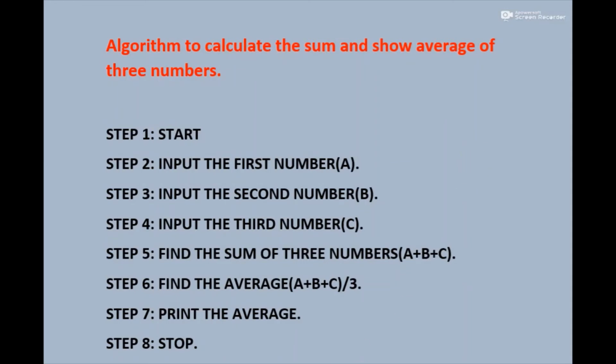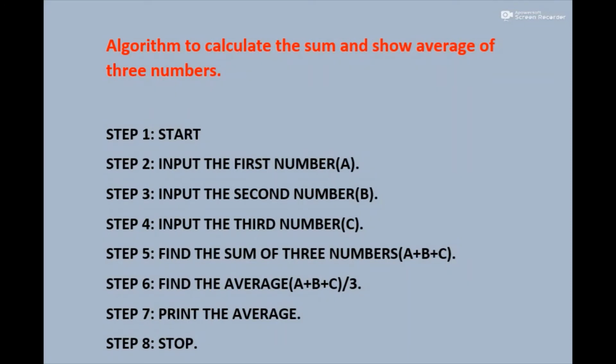The next, fifth step is find the sum of three numbers, and the method is a plus b plus c, which is used to calculate the sum of these three numbers. Step 6 is find the average. We all know that the method used for finding the average is sum upon number of values. Here the sum is a plus b plus c and the number of values is 3. So this is the method by which we can calculate the average.